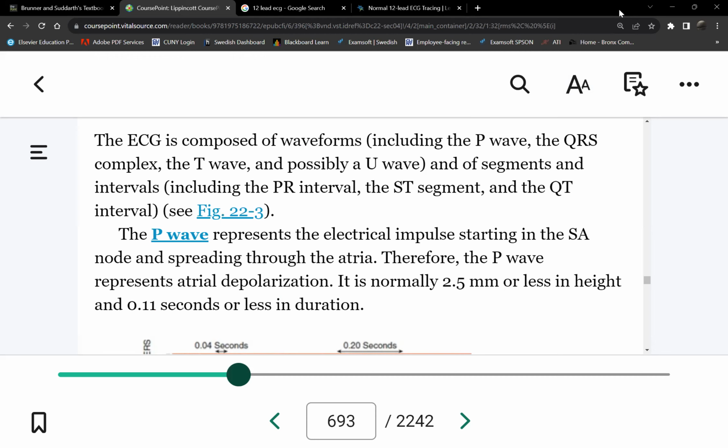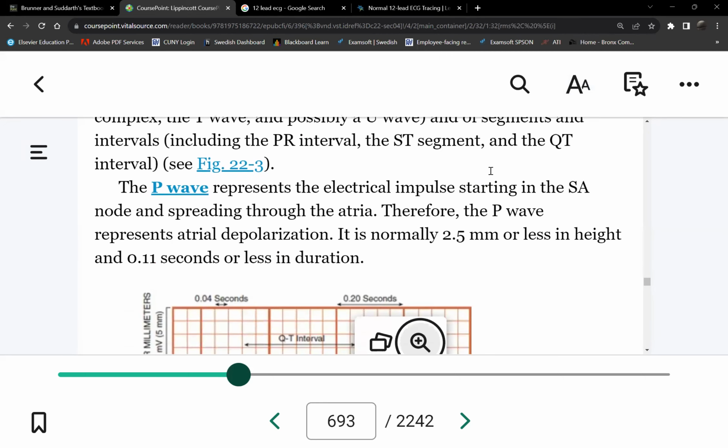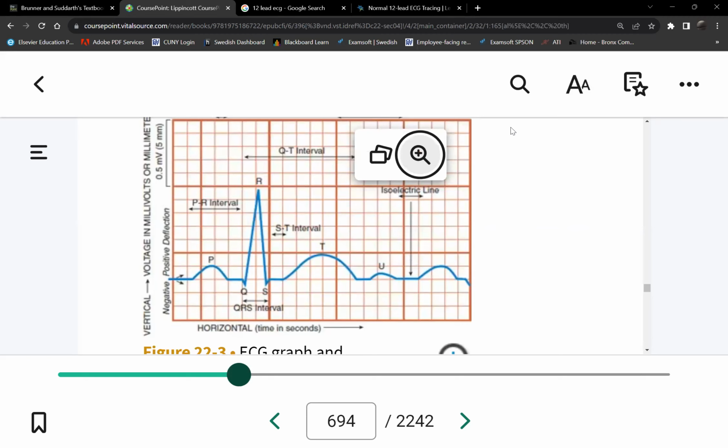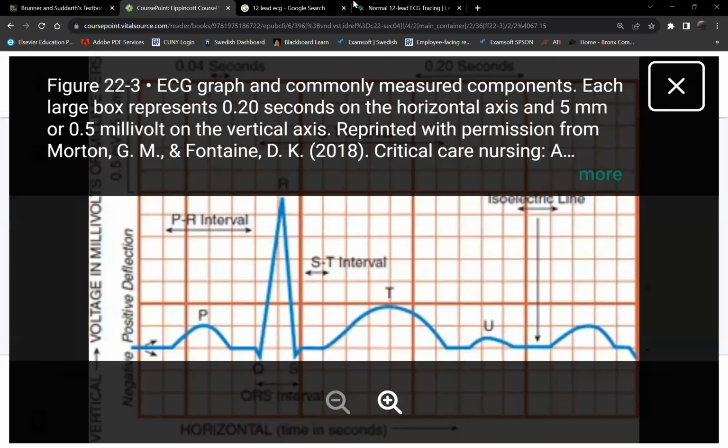Therefore, the P wave representation of the polarization. It is number 2.5. All right. So therefore, based on that definition, two things happen when we see a P wave. So when we see a P wave, we know two things happen.